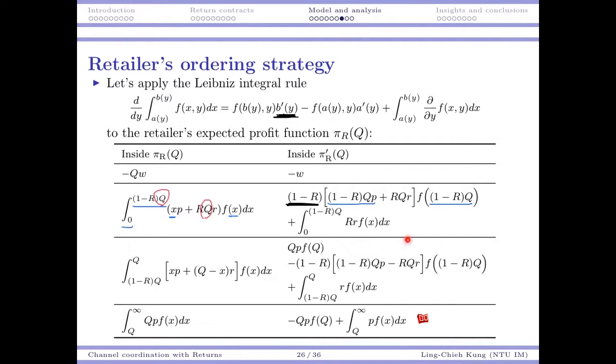For the last term, I will keep the original lower bound and upper bound, and then differentiate the integrand by capital Q. So that's why I only leave this term there, r, and f of x. Okay, this is how I get the differentiation of the second term. I can repeat this process with the other terms, but you may want to do this verification by yourself, and then I will move on.